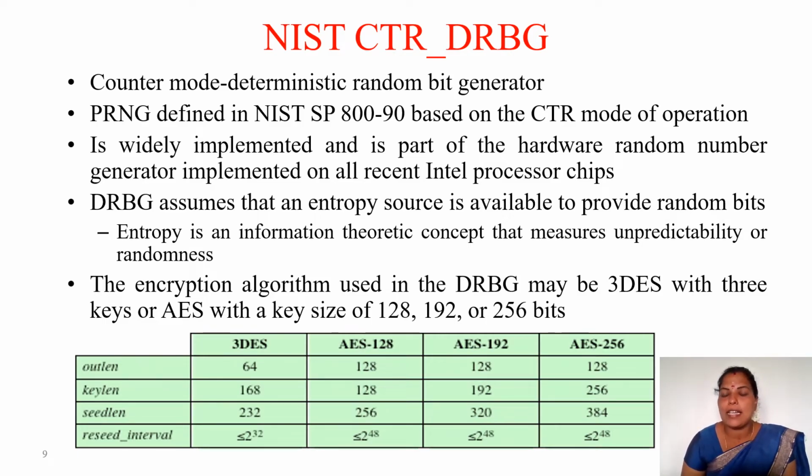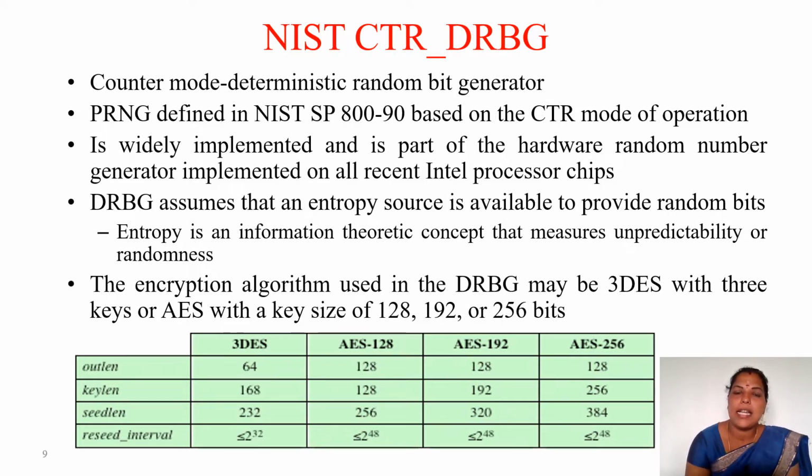Entropy, you know, is an information theory concept that measures unpredictability or randomness. The encryption algorithm we are using here is triple DES with three keys, or AES with key size of 128, 192 or 256 bits. Here we have the output length, then key length, then seed length, then reseed interval. For triple DES, what values have they used for output length, key length, seed length and reseed interval, and likewise for AES with 128 bit, AES with 192 bit and AES with 256 bit. These values are used in this NIST CTR deterministic random bit generator.